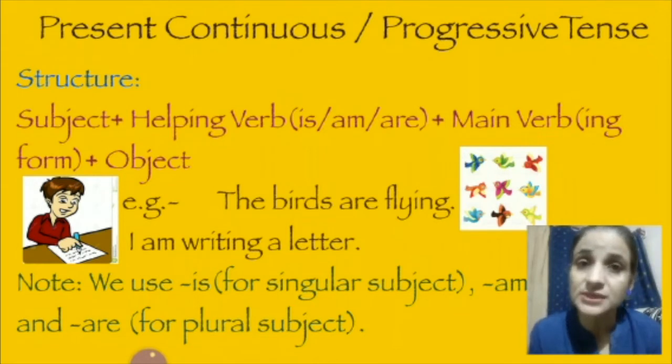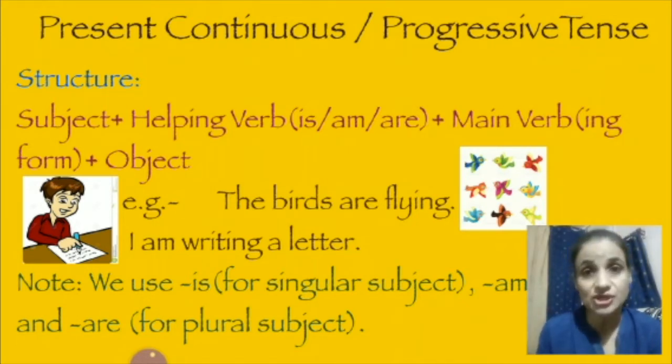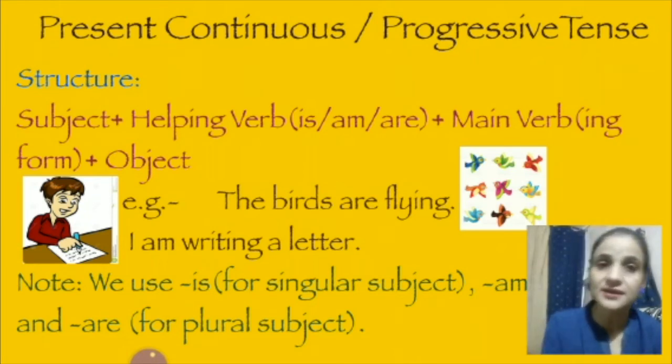If we talk about the structure, the structure is first subject, then we will use a helping verb, is, am or are according to the subject, and then we will use the main verb along with ing. Here you have to use the main verb in ing form and then object. Example, the birds are flying. I am writing a letter.